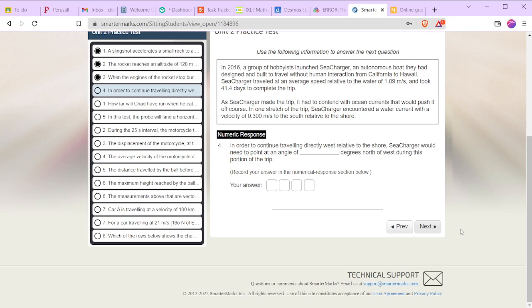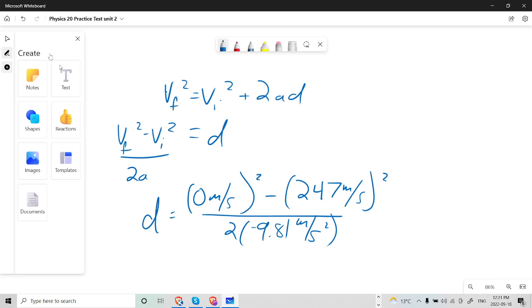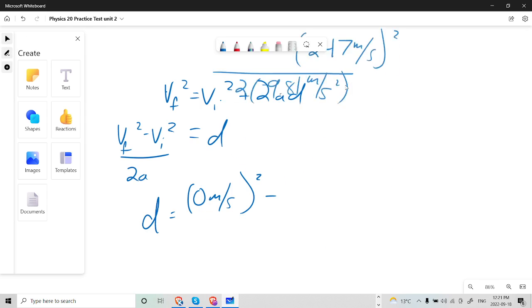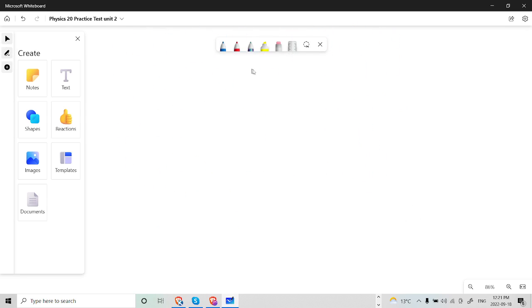Okay. So in order to continue traveling directly west relative to the shore, Sea Charger would need to point at an angle of how many degrees north of west during this portion of the trip. So this one has a slightly tricky setup.